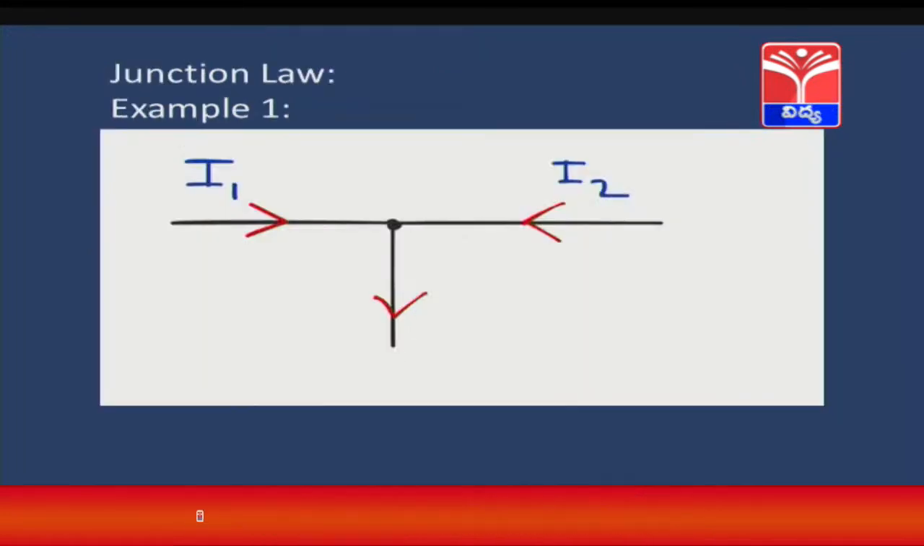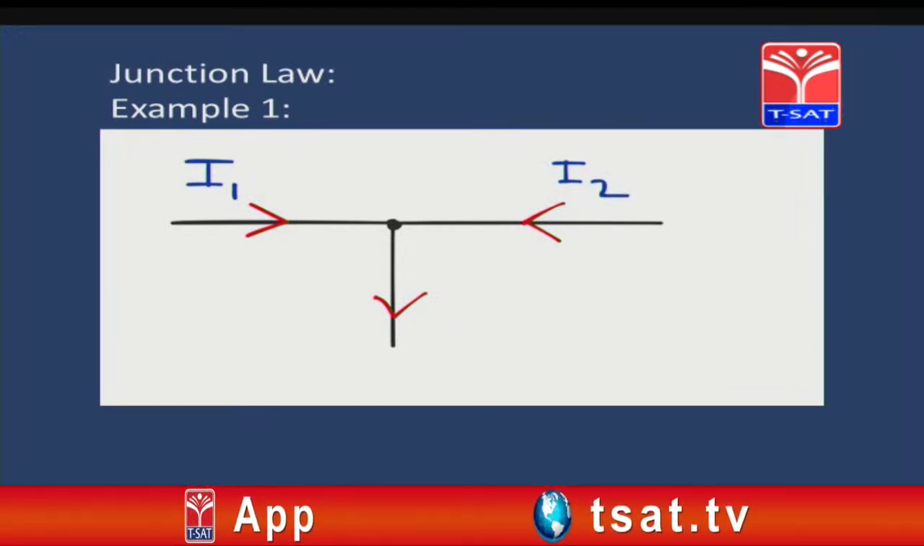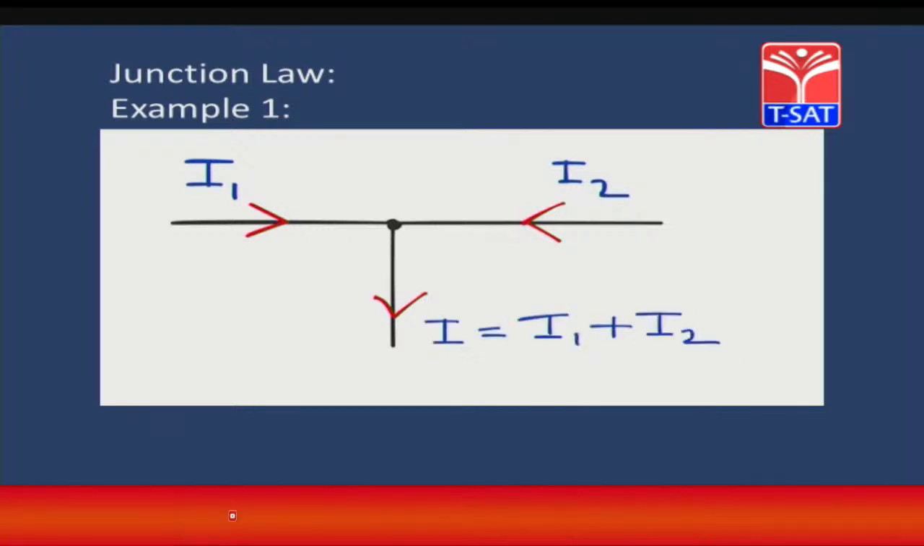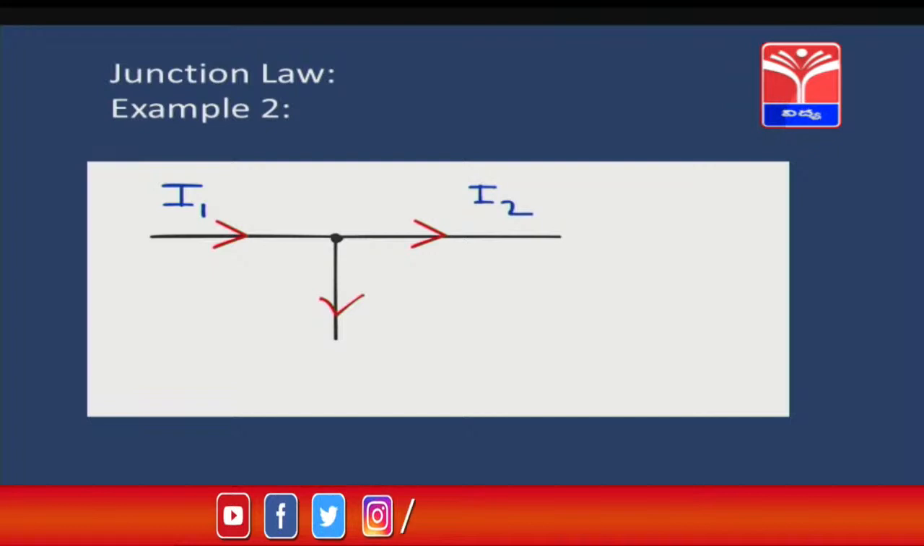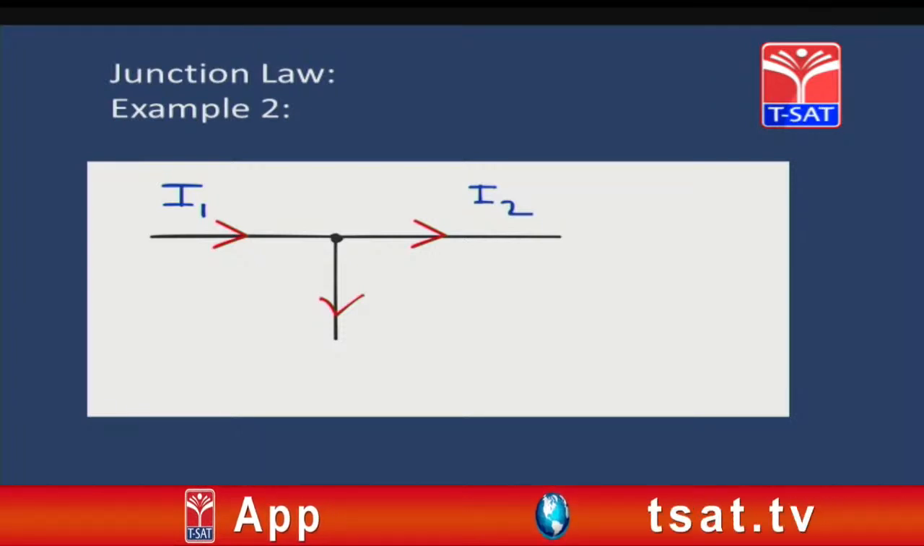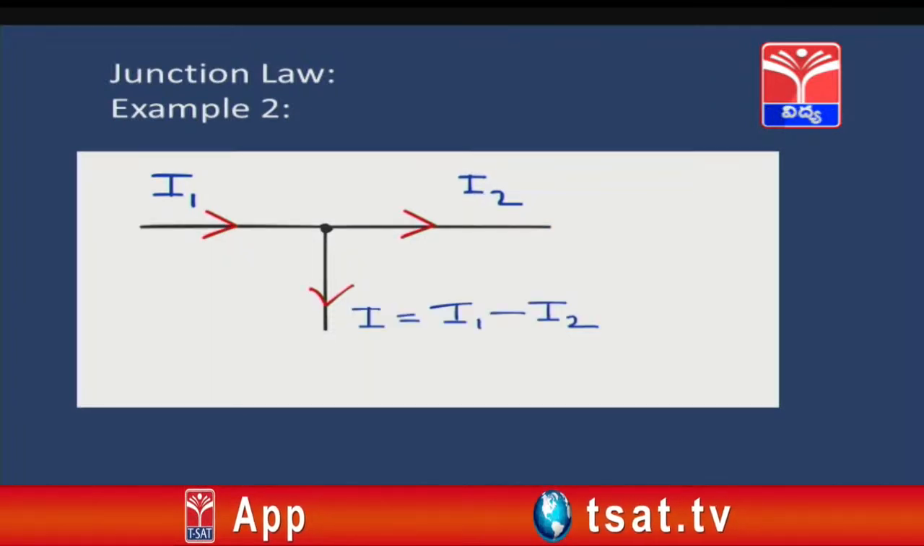Let us consider an example. Here we have a junction where 2 currents are flowing towards the junction. So, in the third wire the current must be equal to I1 plus I2. Here we have another junction where I1 is flowing towards the junction and I2 is flowing away from the junction. In the third wire the current must be equal to I1 minus I2.